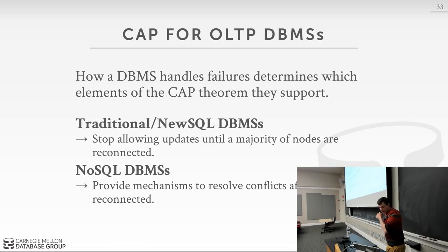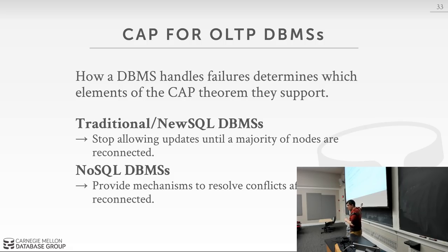Okay, so in general, how a distributed database system handles these failures will determine what aspects of the CAP theorem they're going to support. And traditional relational transactional systems, or the new class of systems called NewSQL systems that I helped build when I was in grad school, these are considered as being consistent and partition tolerant. Sorry, consistent and available. Meaning if they can't communicate with each other, because there's a network partition, then they stop being available. Because they don't want to end up with that split brain environment.